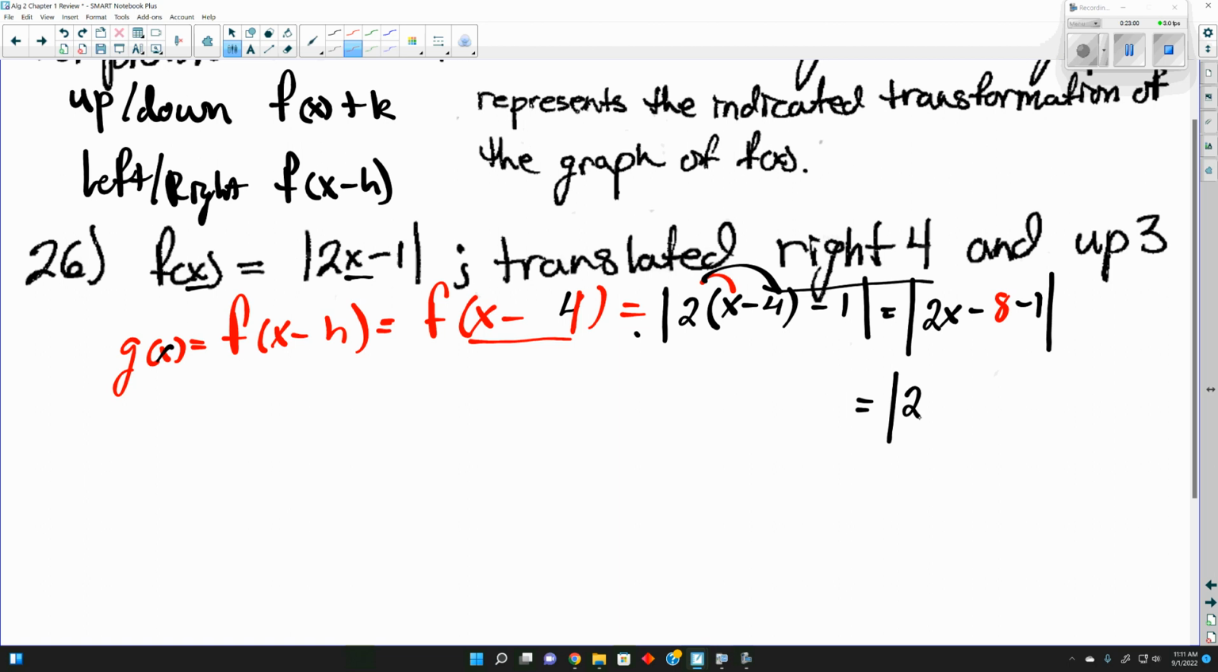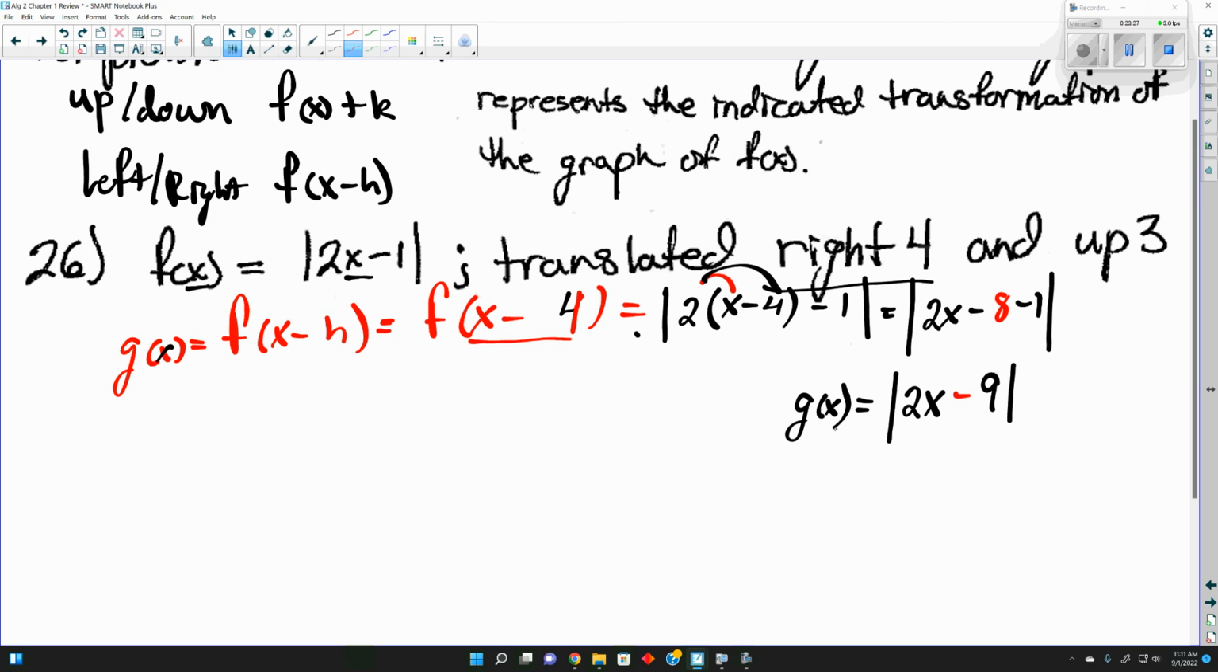And lastly, negative 8 minus 1 is negative 9. If we can combine like terms, we need to combine like terms. And this here is, I have a little space to write this, g of x. So we have our g of x function, yes? If you don't have space to write that, that's fine. But it's just a reminder that this is g of x.